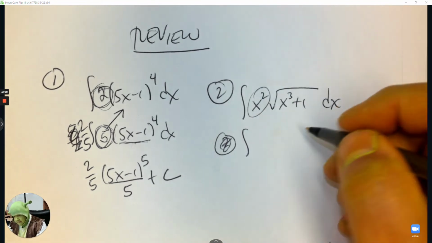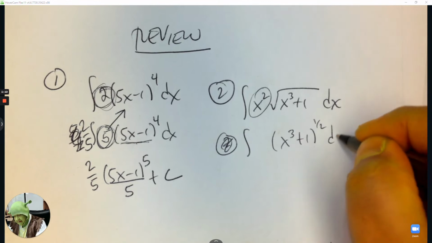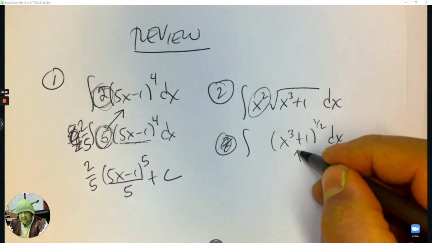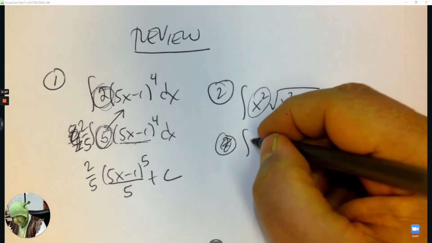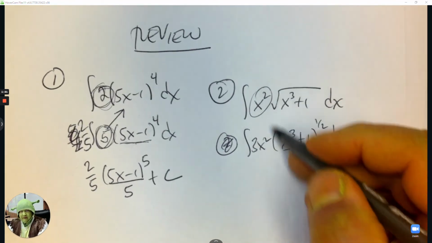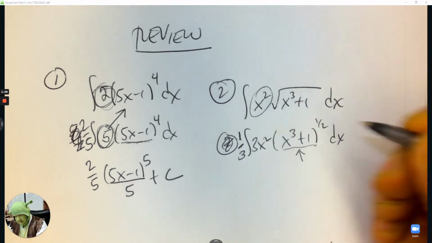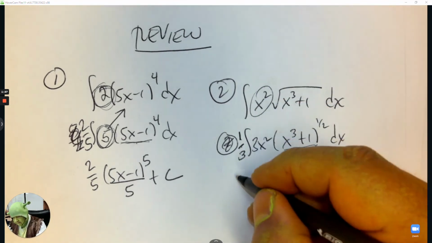So I'm not going to worry about this. If I write it friendly, it would be x cubed plus 1 to the 1/2. And this is where the hook comes from. The derivative of this is 3x squared. And then I compare. Well, they both have x squared, but it was a 1, and then it became a 3. So it has that fraction in front.